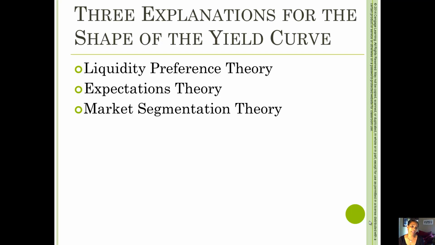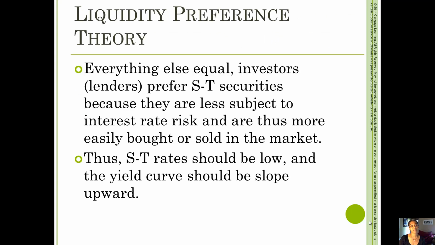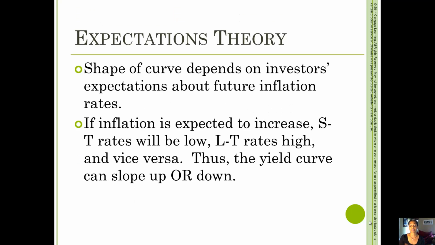So let's try to explain in more detail reasons for the shape of the yield curve. Again, keep in mind that the yield curve is typically upward sloping, which is what we call normal. So 3 popular explanations for that shape are the liquidity preference theory, the expectations theory, and the market segmentation theory. Liquidity preference theory says that investors prefer short-term securities because they're very liquid, they're not locked in for a long period of time, and so that means that those short-term rates should be low and long-term rates should be higher in order to get them to consider longer-term securities.